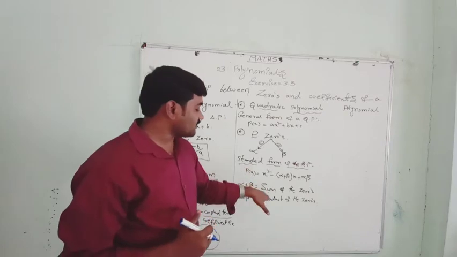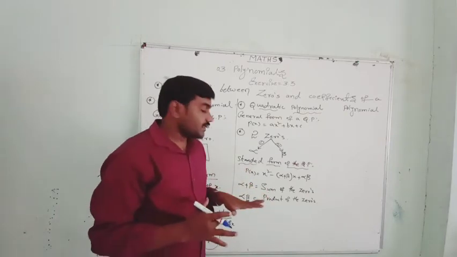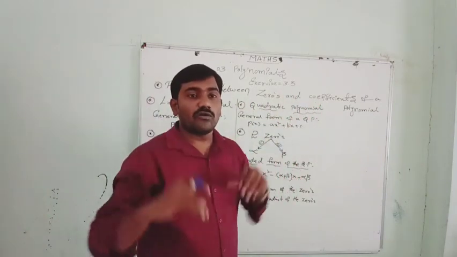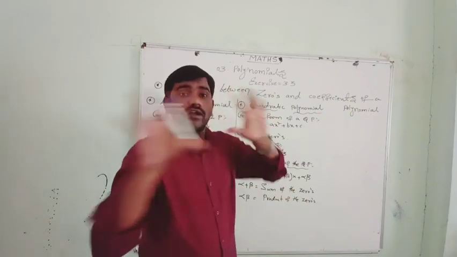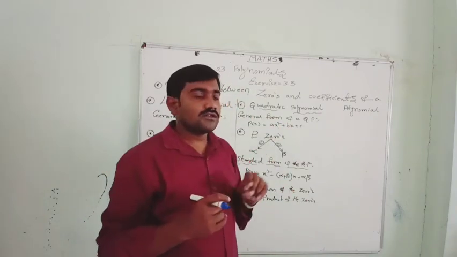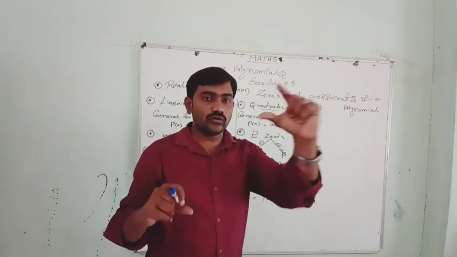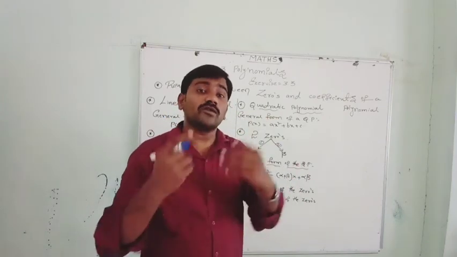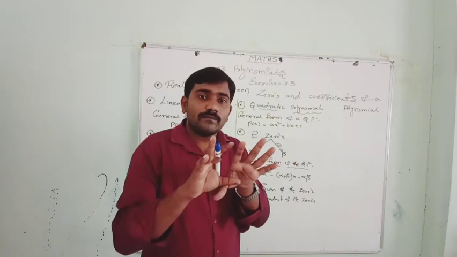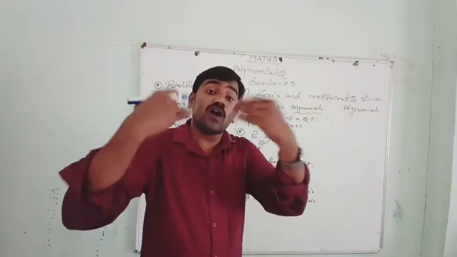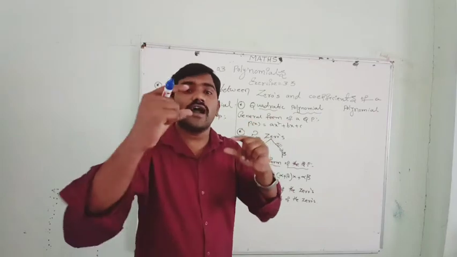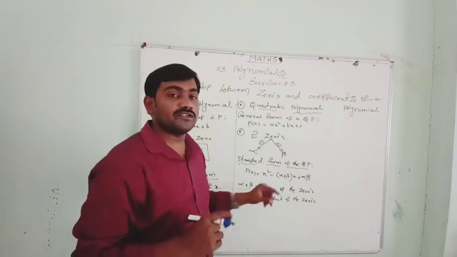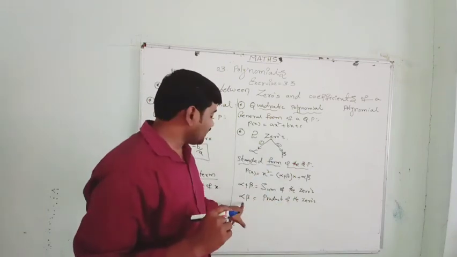So what is the use of the sum of the zeros and the product of the zeros? This will help us if they have not given a quadratic polynomial. Think that they gave only zeros, suppose 2 and 3, and they ask you to form a quadratic polynomial with the two zeros alpha and beta, that is 2 and 3. How do you do it? Simple. First you add alpha plus beta: 2 plus 3 is 5. Then you multiply alpha and beta.